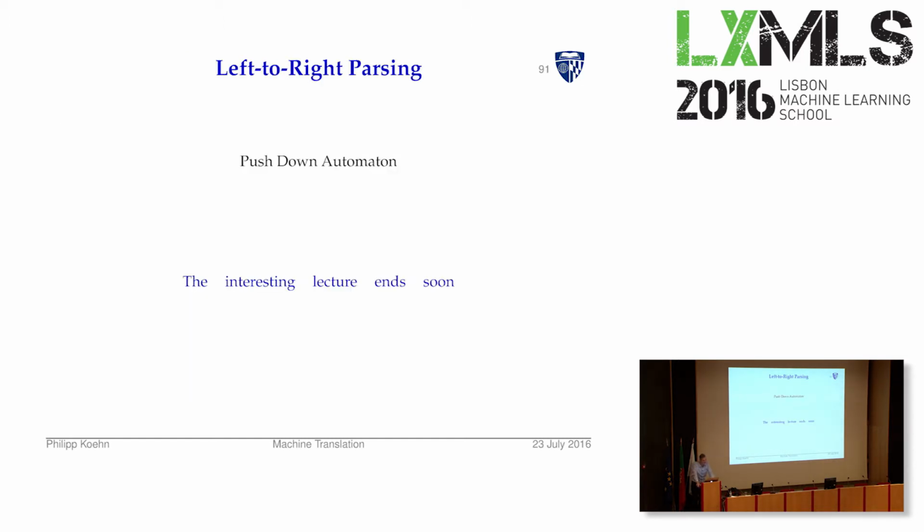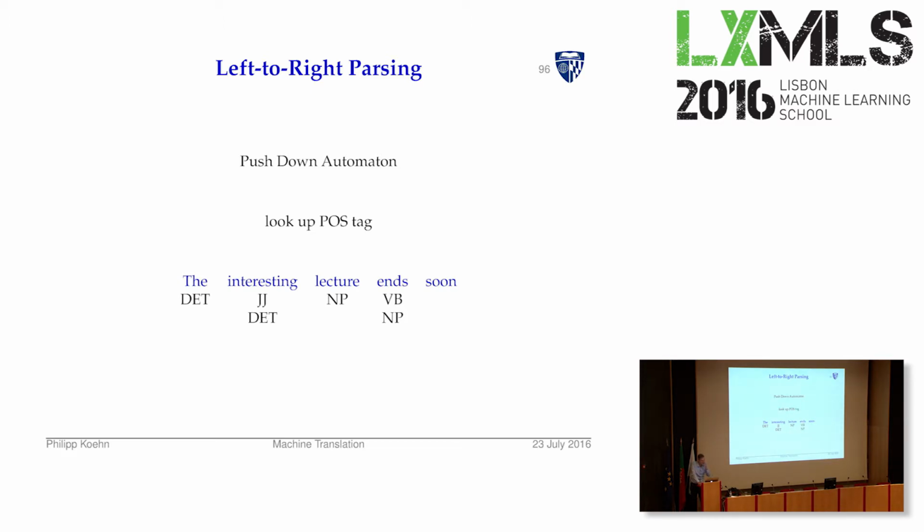Okay, here's another argument. We don't have to give up on syntax just because we want to do left to right. You can also do parsing in a left to right fashion by using a pushdown automaton. We say the word "the" gets parsed. That's a determiner. Then we move to "interesting" and look up that part of speech tag as an adjective. Then we go to "lecture." That's a noun. Then we can apply a rule saying whenever you have a determiner, adjective, noun, that can become a noun phrase, so you replace that.